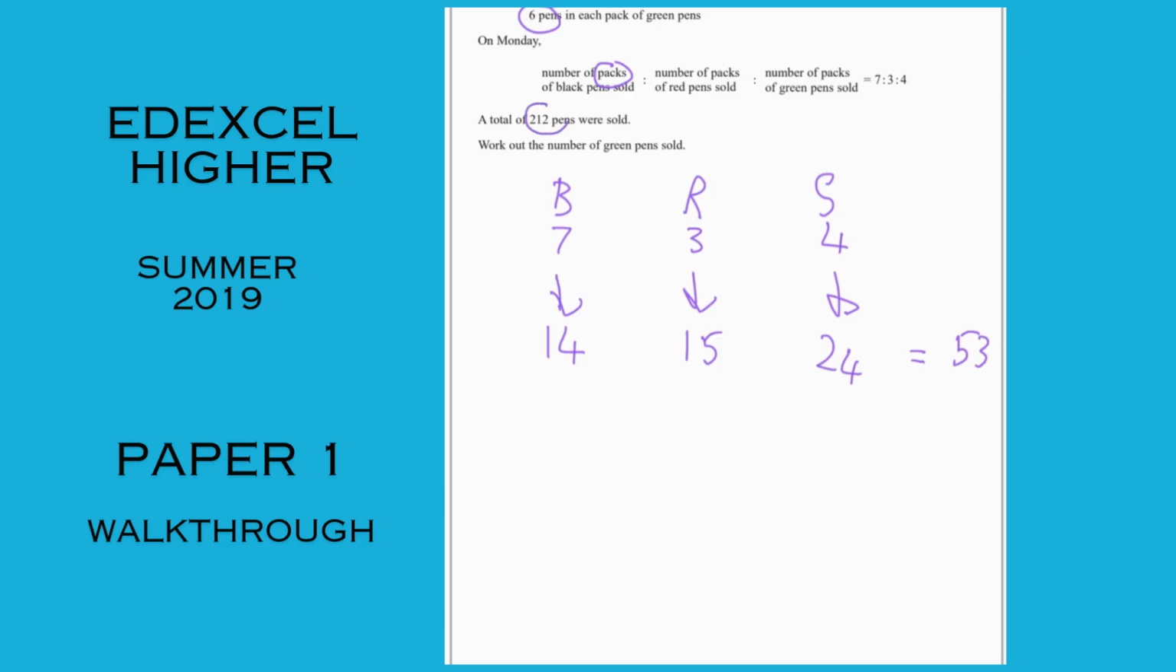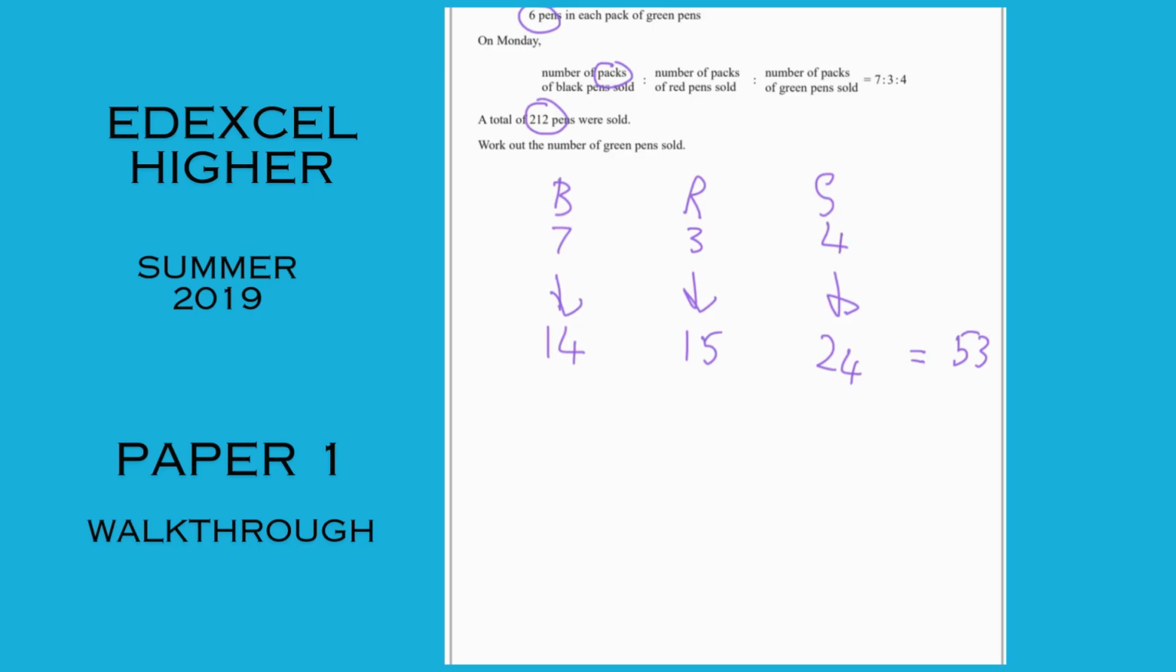53 does go into 212. If you double 53, you get 106. Double it again, yep, 212. It goes in 4 times. They've made it quite nice.